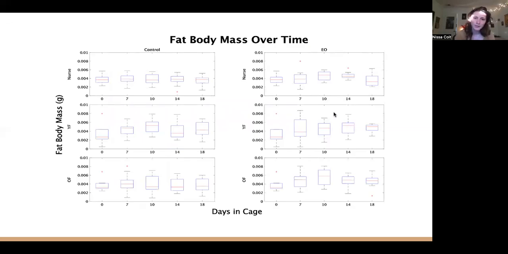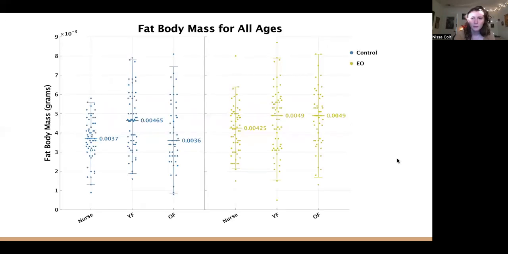Now the fat bodies, they didn't have as much of this downward trend as you saw with the hypopharyngeal glands. It seems to be a little bit more all over the place, but I will show you what happened with the fat body mass. So the nurse fat body mass was significantly increased by ethyl oleate. It went from 0.0037 grams to 0.00425 grams. Young foragers were not really affected, but old foragers were pushed up to the level of young foragers. So their fat bodies got bigger, nurse fat bodies got bigger, and both of those were significant.